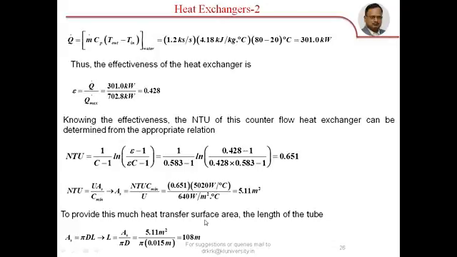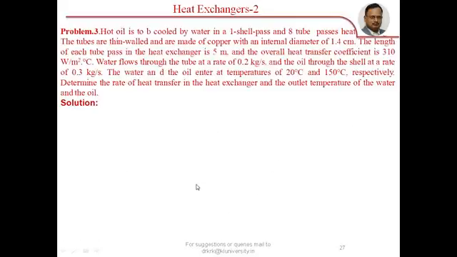Purposefully, this problem is solved using the number of transfer units method. You can also use LMTD, because we know the two temperatures and the flow rates. You can determine Q directly. From the Q, you can determine TCO. You can determine LMTD. From there, using Q = UA LMTD, you will get the area, and you can solve for the length of the tube as area by pi d, 108 meters. But this is an illustration of how the NTU method is also useful to determine the area of a heat exchanger, etc.